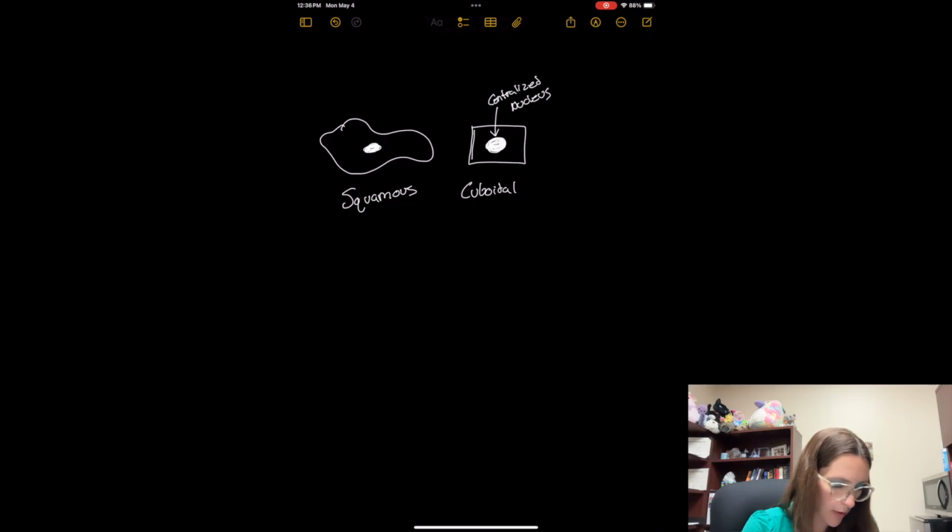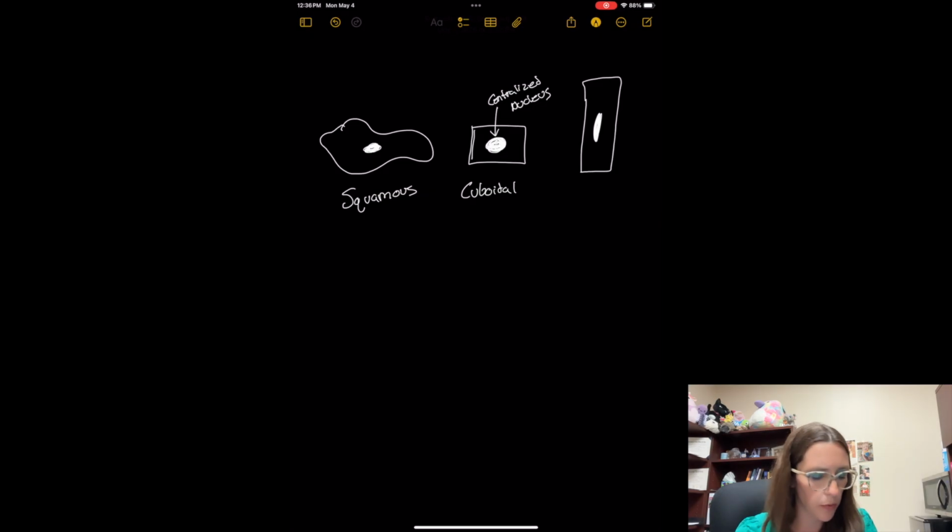The second type is they're going to look like a square, okay? And what's important is that they have this very centralized nucleus. And we refer to these as cuboidal. And then we have a nice, more elongated cell with a nucleus. It's not always truly as centralized as cuboidal, but usually it's pretty close to the center.